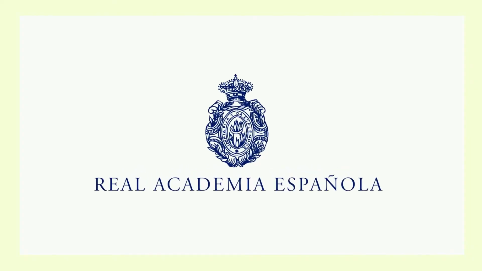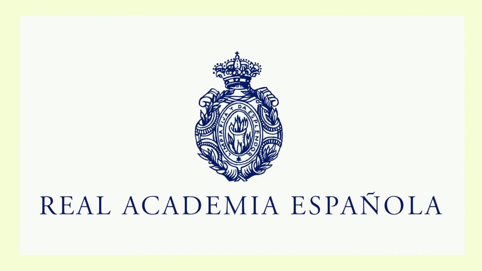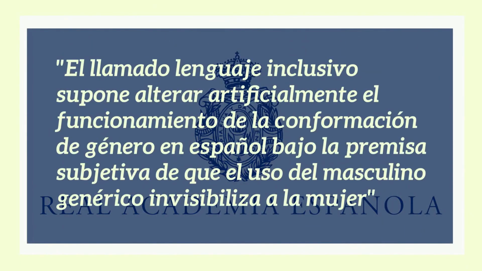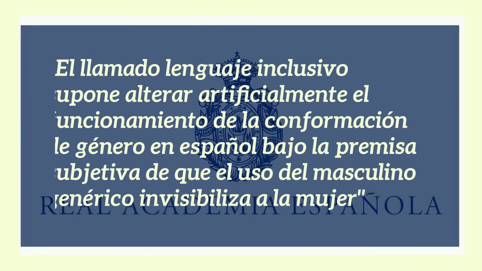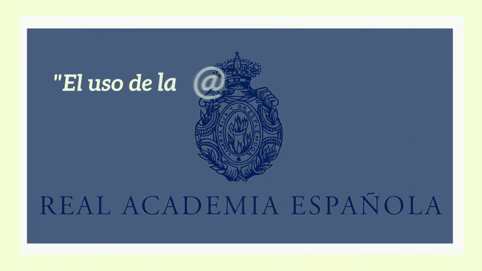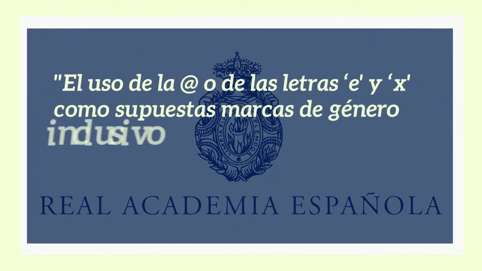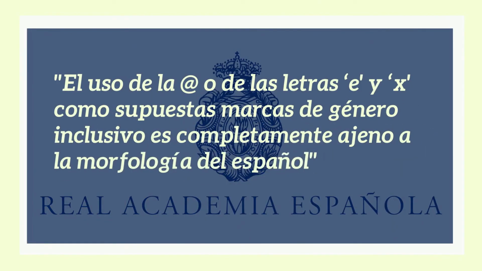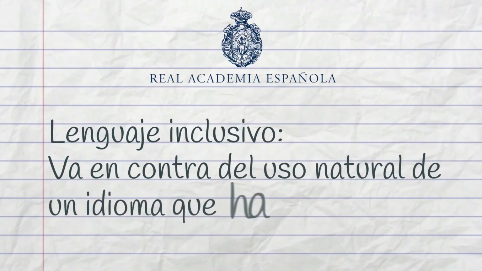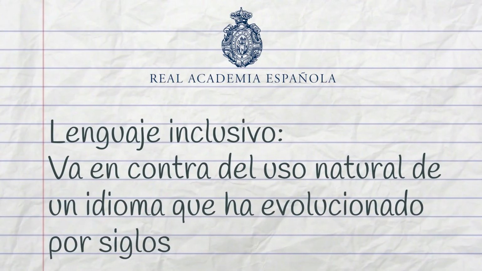The Royal Spanish Academy has publicly stated that so-called inclusive language means artificially altering the way gender works in Spanish, based on the subjective premise that the use of the generic masculine makes women invisible. And they conclude by arguing that the use of the AT symbol, or the letters E and X, as supposed markers of inclusive gender, is completely foreign to the morphology of Spanish. This to conclude that it goes against the natural use of a language that has evolved for centuries.